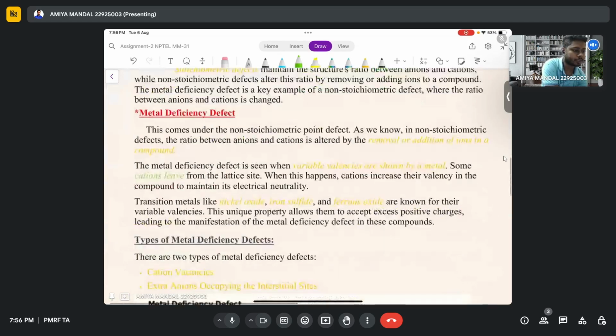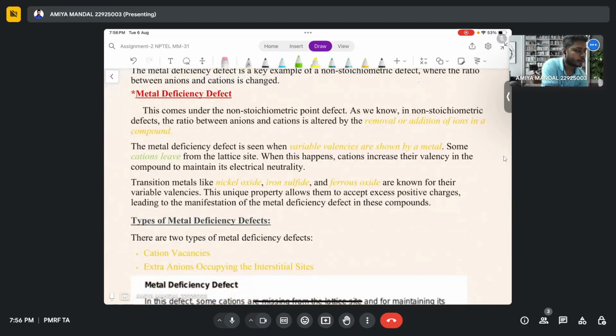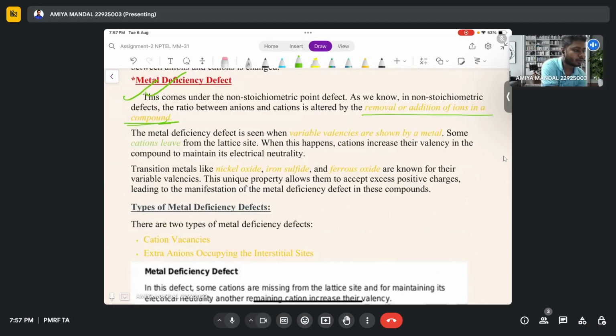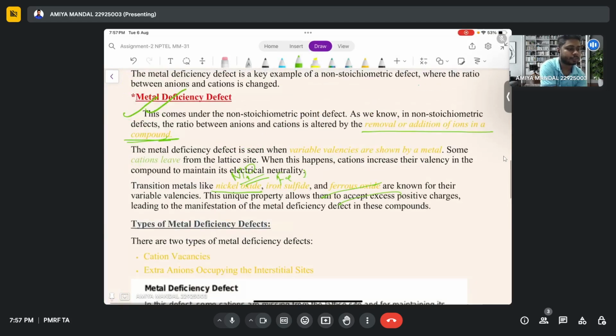So I have already discussed stoichiometric defects. The removal or addition of ions in a compound is called the metal deficiency defect. So how are they added or how are they removed? Next, just like nickel oxide, and iron sulfide, these are examples of metal deficiency defect.